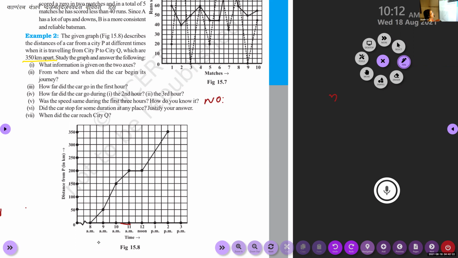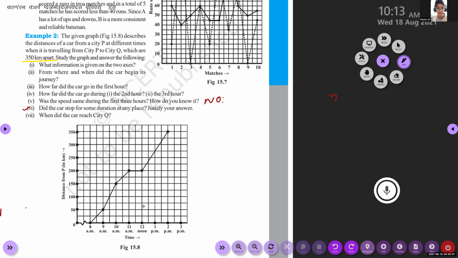Okay, next question. Nakul, read the next question. Question number 6: Did the car stop for some duration at any place? Justify your answer. Nakul, did it stop anywhere, or in between for some time? How do you know whether it stopped or not? Did it stop? Yes or no? Yes, ma'am.